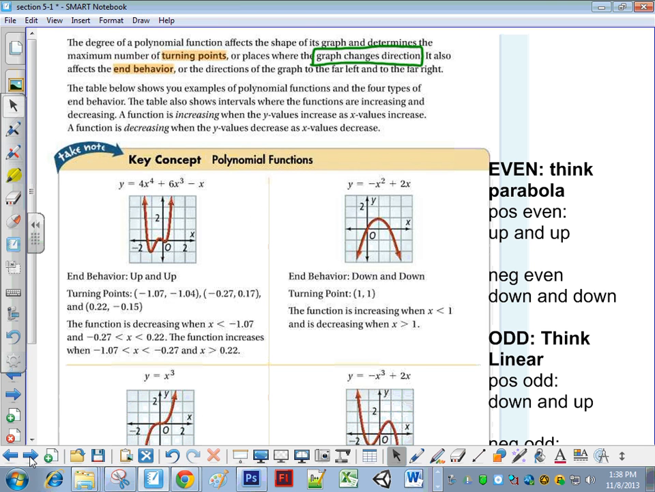Okay. When I first look at this quartic function that has degree equals 4, you can see that this starts from up and it ends with up. You can tell that by the equation. So that's what's called end behavior. How do the ends look? So we'll then be able to see that if it's a fourth degree, it is up and up.